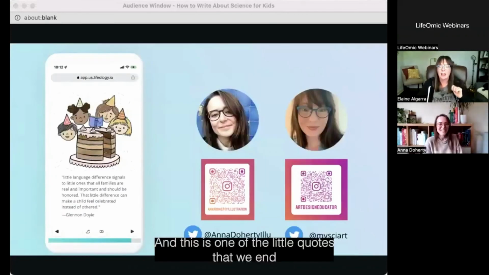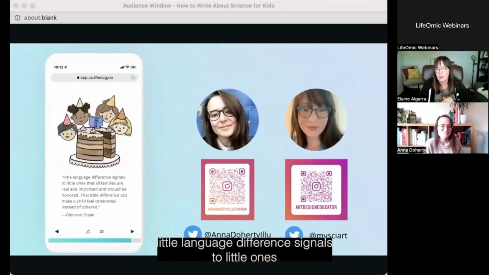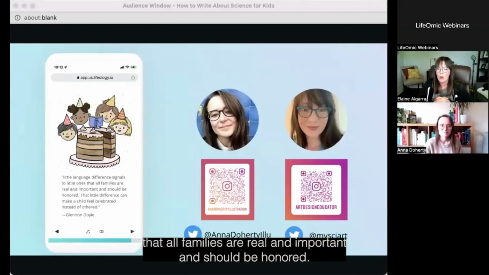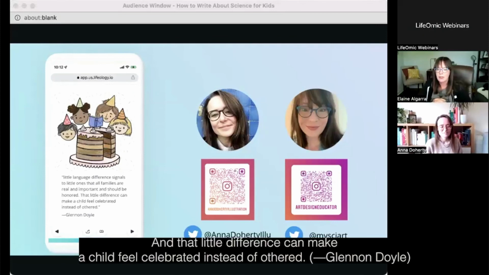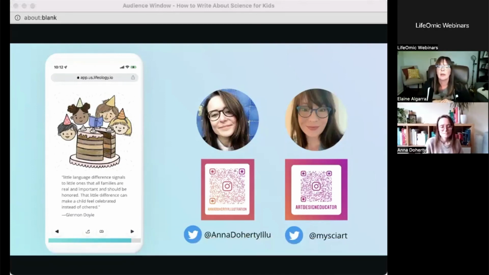Sorry. And this is one of the little quotes that we end the course with. Little language differences signal to little ones that all families are real and important and should be honored, and that little difference can make a child feel celebrated instead of othered. So that kind of ties in with our diversity and inclusion.